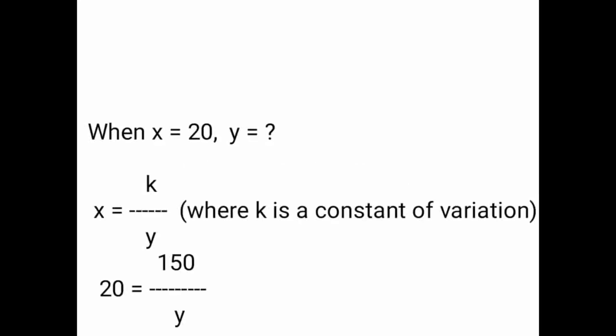Then you have to find the y value. Take y on the left side, then divide 150 by 20. When you cross multiply, it becomes 20 into y is equal to 150. After that you can find the value of y is equal to 150 by 20. You can do it this way also. Y is equal to 150 by 20.